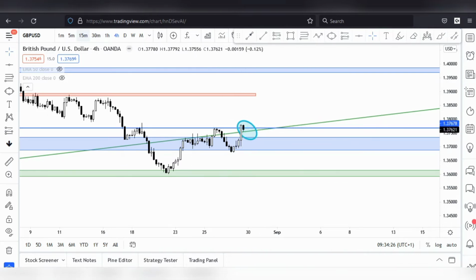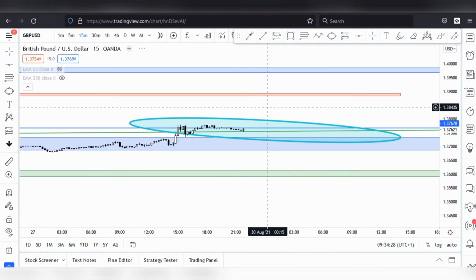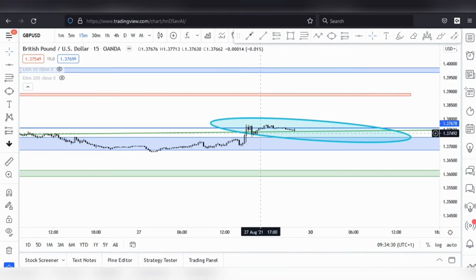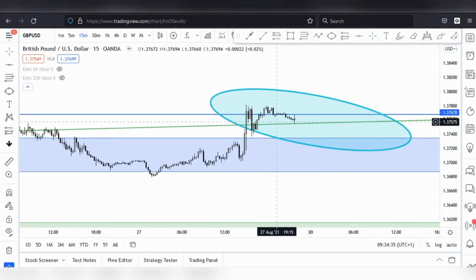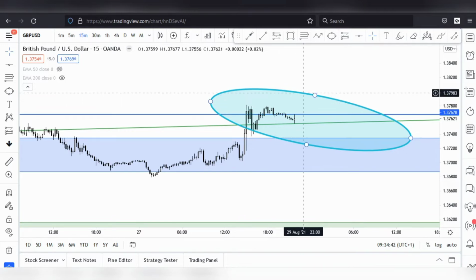If you move to the smaller time frame, you'll be able to see that price was consolidating, as you can see here. So when there's a breakout of this consolidation range, then we can look for opportunities. A break either above this level here or below this level here will mean a continuation in that direction. If there's a break above this level, it will mean continuation to the top, and if there's a break below this level, it will mean a continuation to the bottom.